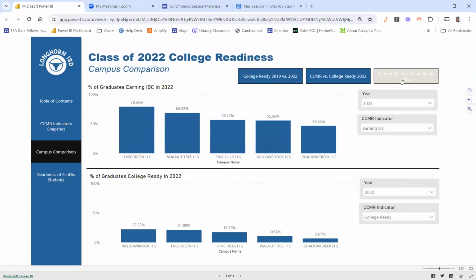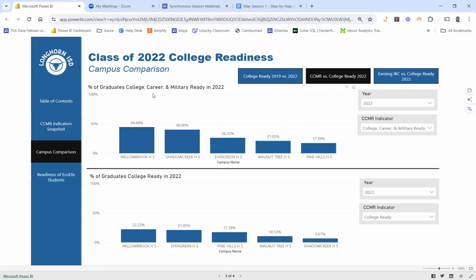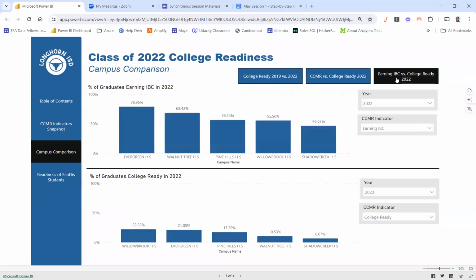And then there are some cool buttons here. I can just click on this, college readiness 2019 versus 2022. Then it shows me the campus comparison for this purpose only. If I click on this, CCMR versus college readiness in 2022. And then the third one is earning industry-based certifications versus college readiness in 2022 for these campuses.